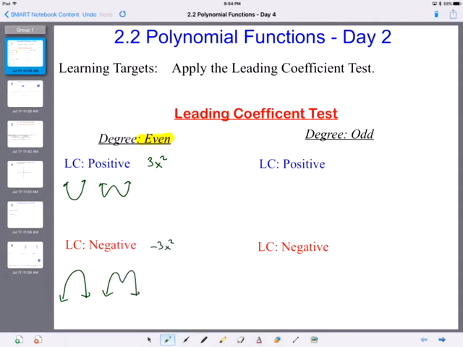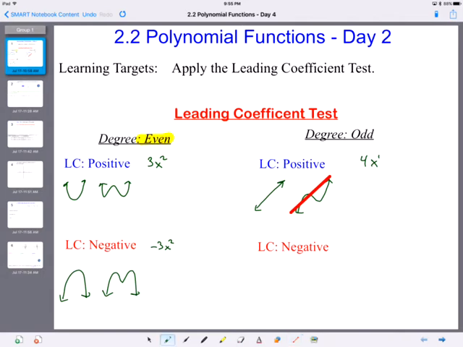Same thing with your odd degree. Your most common odd degree is x, which is linear. So if you have a positive odd degree, which is x to the first, let's say 4x, then you know your slope is positive. So it's going to start low and end high. And once again, if it's x to the third, same thing's going to happen. Think about this as a line, it starts here and ends here. So that's a positive slope. So same thing is going to happen with any odd degree.